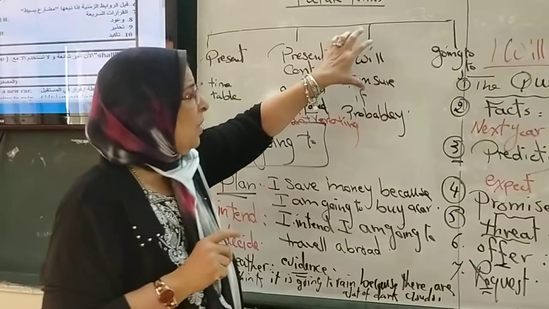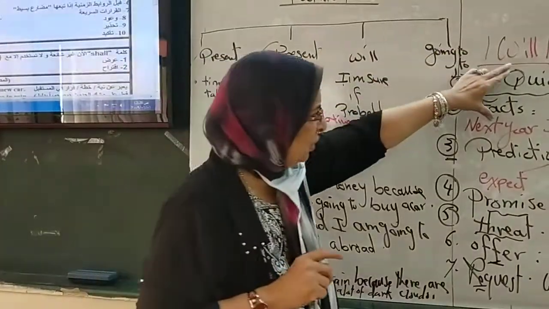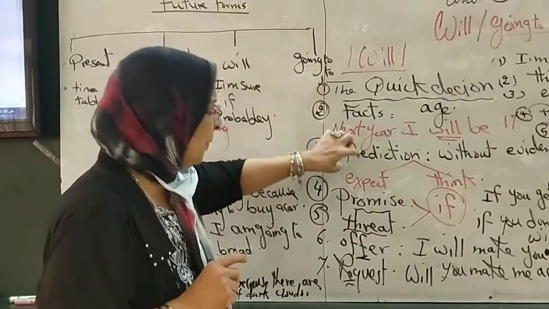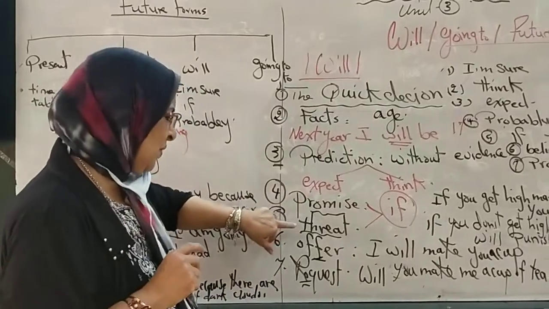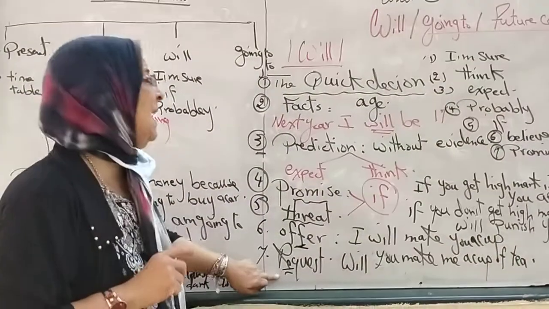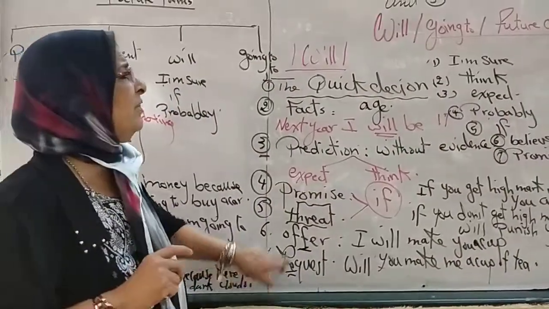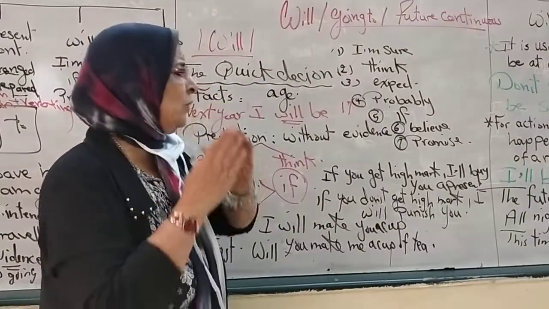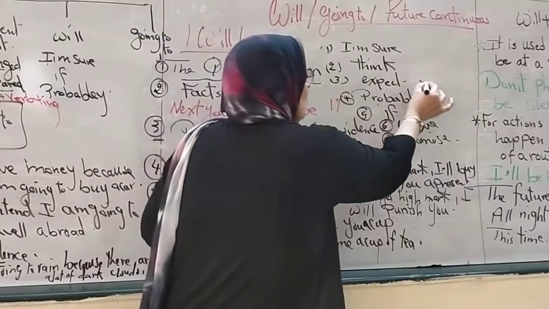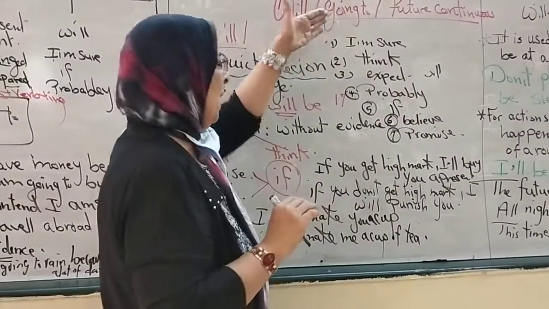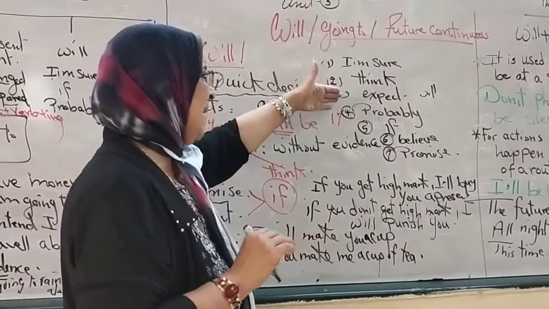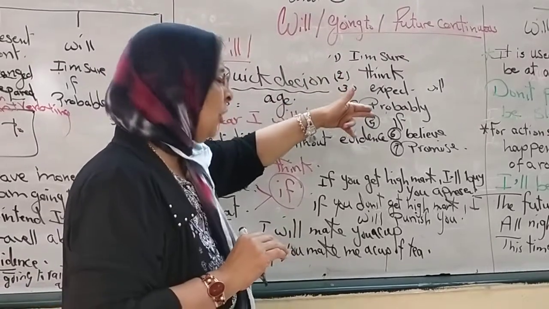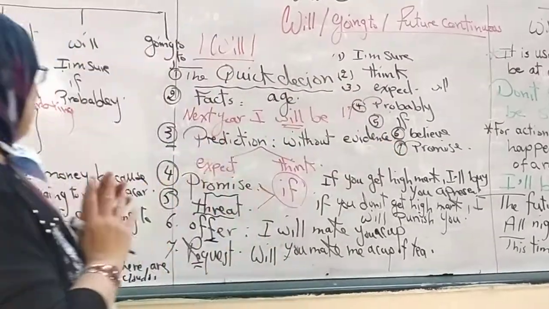When do you use will? I use will with the quick decision, with the facts, with the prediction, with the promise, with the threat, with the offer and request. And I give you some words that if we use automatically without thinking, you are going to use will, which are I'm sure, I think, expect, probably, if, believe, and promise.